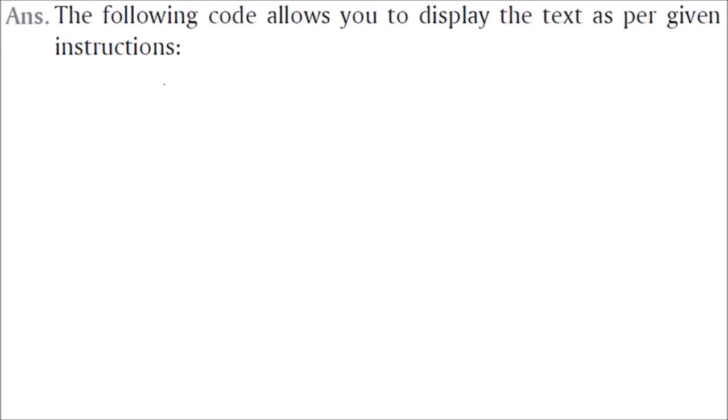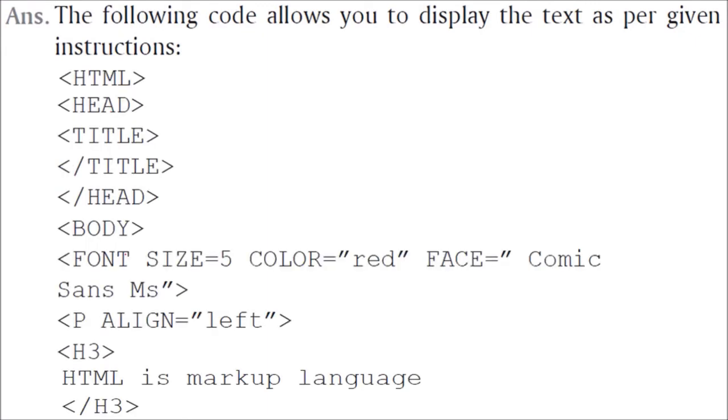There are others also. So let us see. First we are coming into the body. When we come into the body, we are giving it font, size equal to 5, color is equal to red, face is equal to Comic Sans MS. Now, what we are trying to do here is, we are trying to give the content inside this font, and we'll end this font in the later part, because we want all size to be 5, red and Comic Sans MS. Then the first one is, we are just giving it a paragraph so that it should look like a paragraph as in the question.